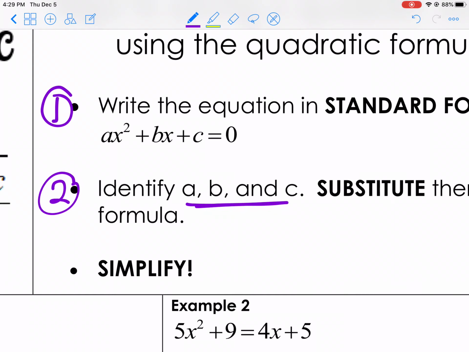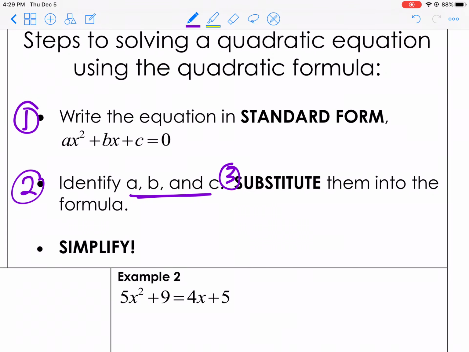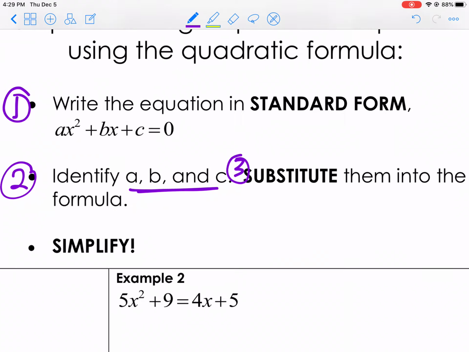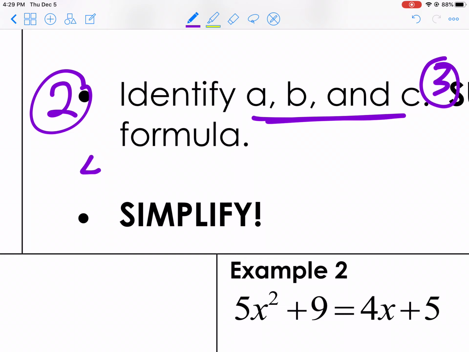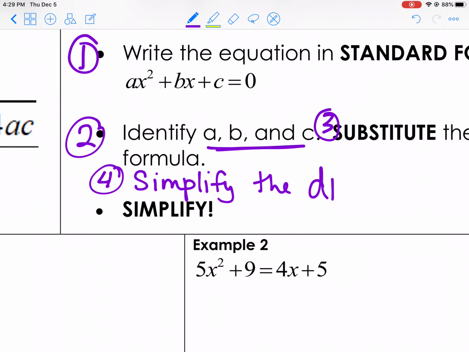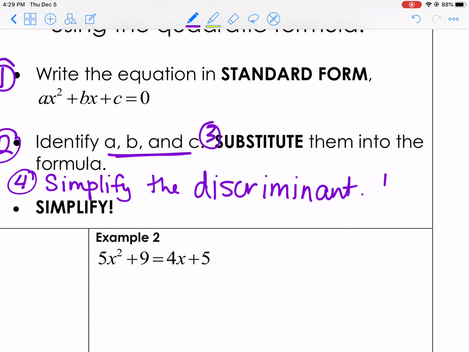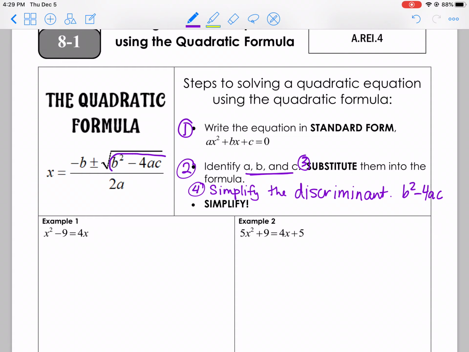We did that a little bit in the last lesson, but we'll describe it again here. Step 3 is to substitute those numbers for a, b, and c into the formula. And then I'm going to break simplify down into 3 steps itself. So step 4, we're going to simplify the discriminant. So that is the b squared minus 4ac part of the equation. It's all of this that's under the radical.